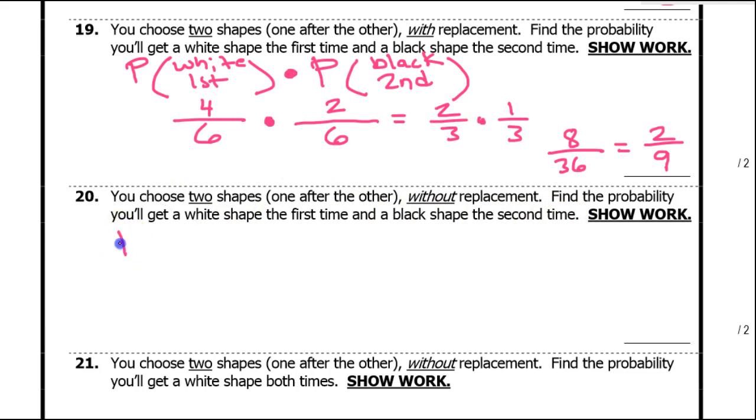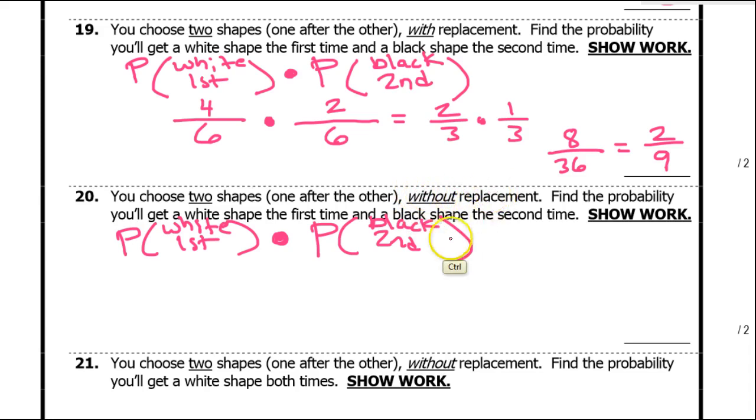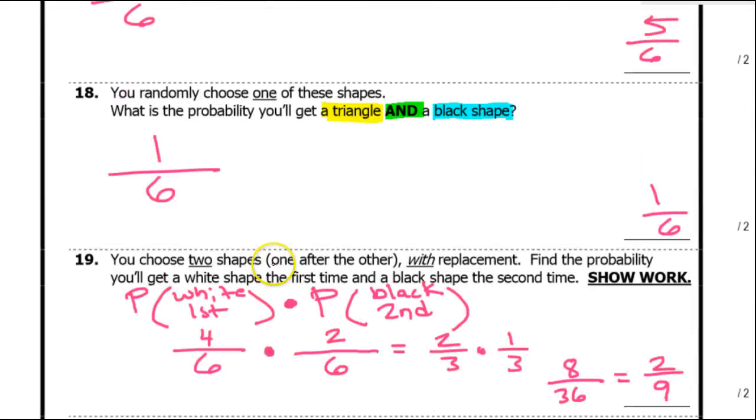We're still doing the probability of getting white first, and we're still going to multiply that times the probability of getting black second. All right, the only thing that's changing is that this time it's without replacement. We're not putting it back. So the probability of pulling a white one first is still going to be 4 out of 6, because at the beginning we have all 6 shapes and there are 4 white ones.